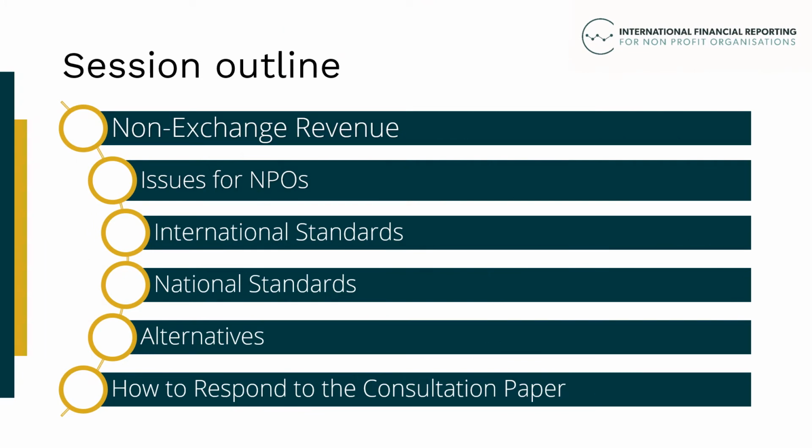This session begins by looking at what constitutes non-exchange revenue. Next, we will consider the main issues that NPOs face when accounting for non-exchange revenue. We will then look at how these issues are currently addressed in the existing accounting standards, beginning with the international standards before looking at how some national standard setters have addressed NPO-specific issues. Finally, we will look at the alternative treatments identified in the consultation paper.